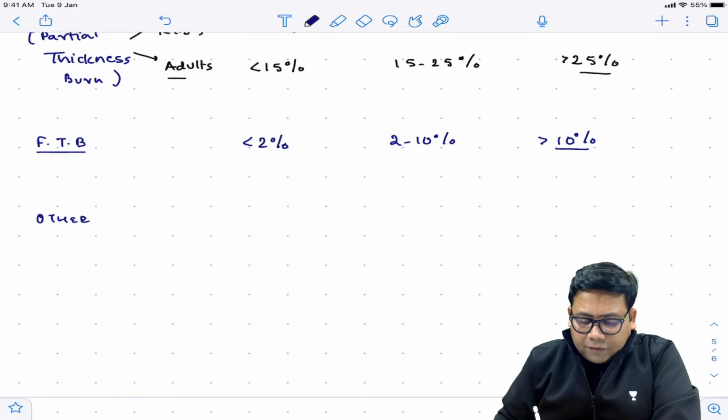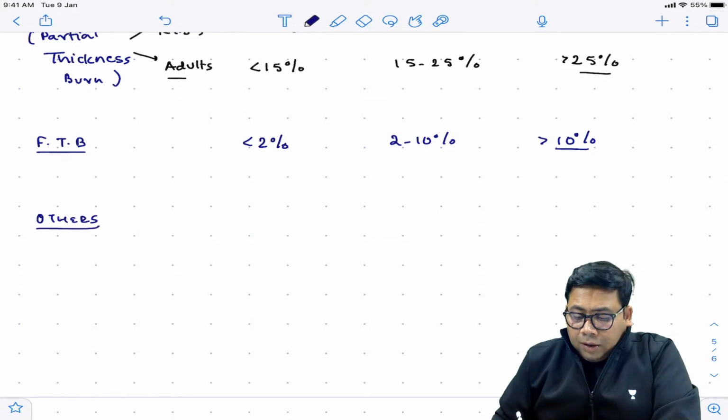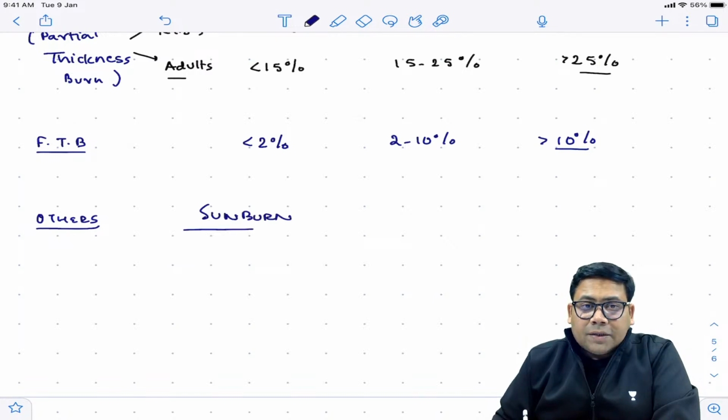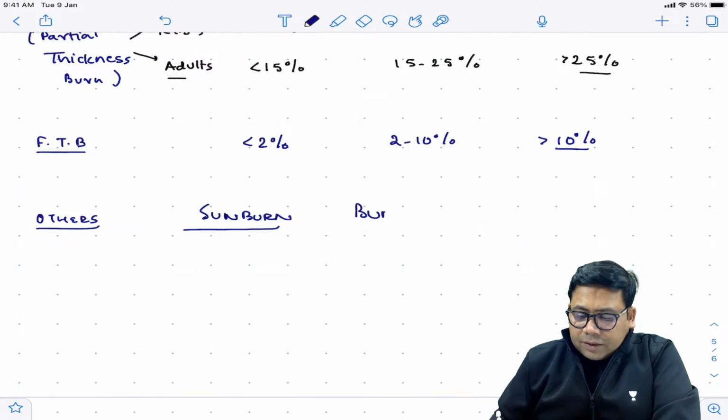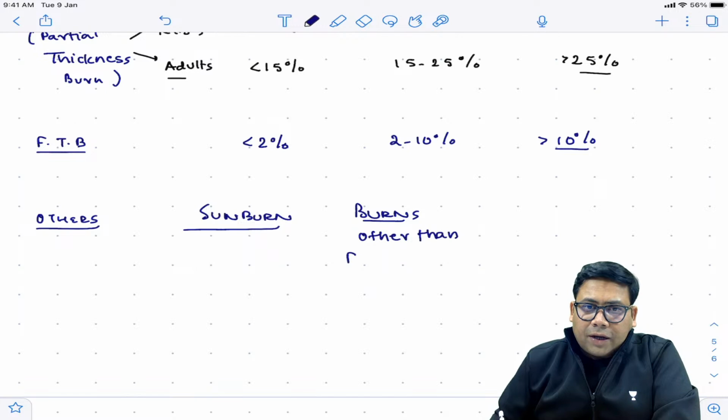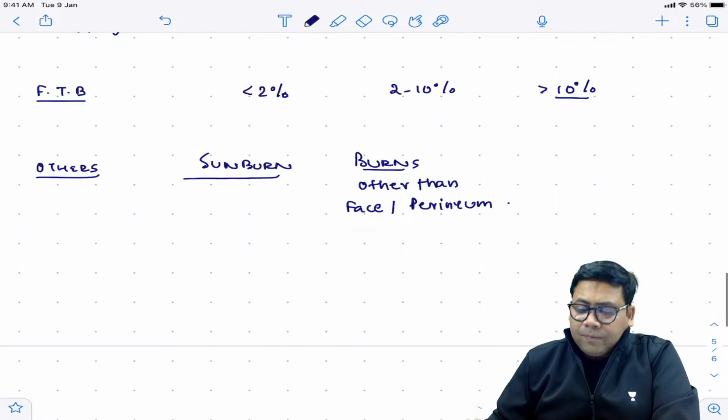They are again very, very important. The sunburn is included in mild. Remember, burns other than face and perineum. So the next thing is burns anywhere in the body other than face and perineum. Face and perineum are not included in mild or moderate. Why? Because face and perineum go into the severe category of burns.